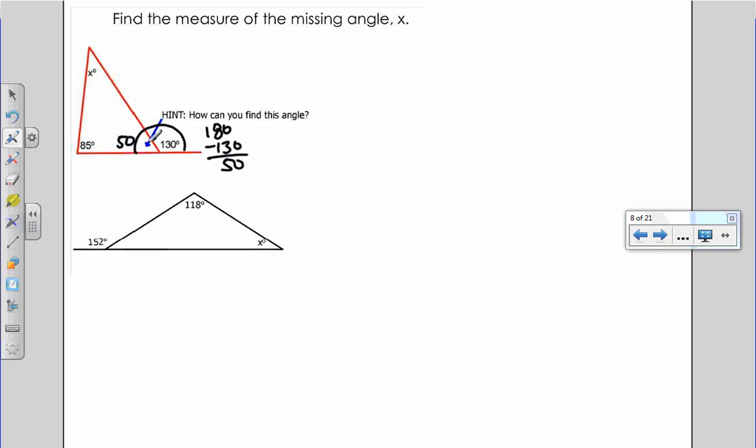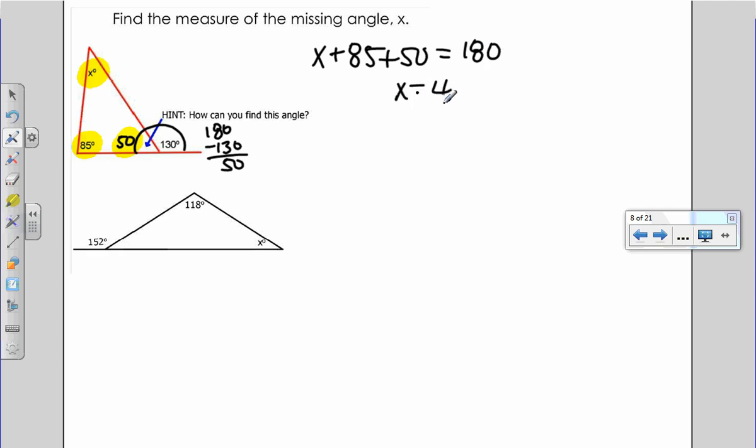50 goes right here. And now I can say, well, hey, x and 85 and 50 all add up to give me 180 because they're inside of the triangle. 130 is not inside, so it cannot add up with these three. So I have x plus 85 plus 50 equals 180.